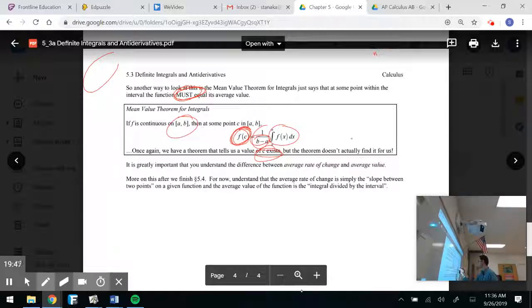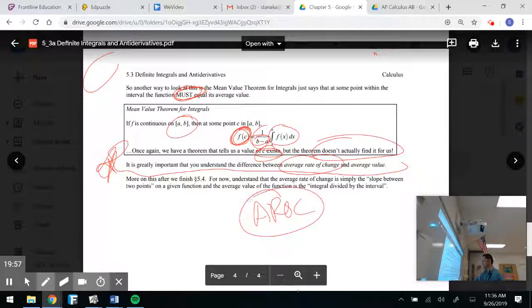This theorem does not actually find that for you. It is greatly important that you understand the difference between average rate of change, that's the slope of the secant line, and average value of a function. Make sure you have those guys down pat. Average rate of change: slope of the secant line. Average value: integral divided by the interval.